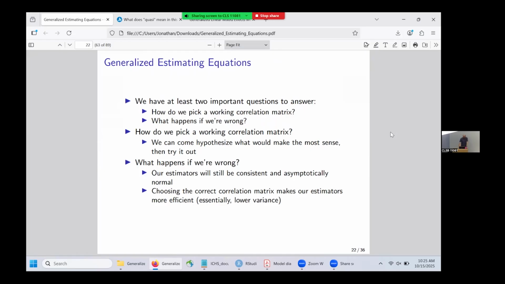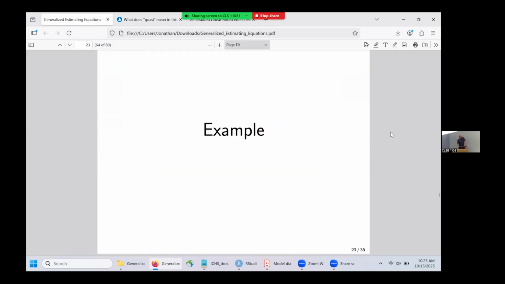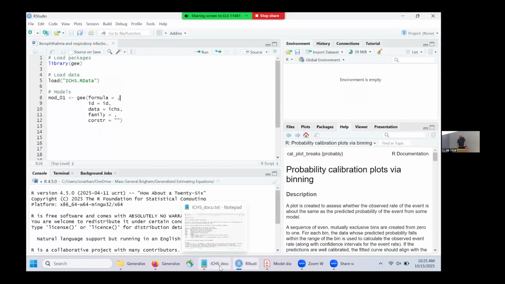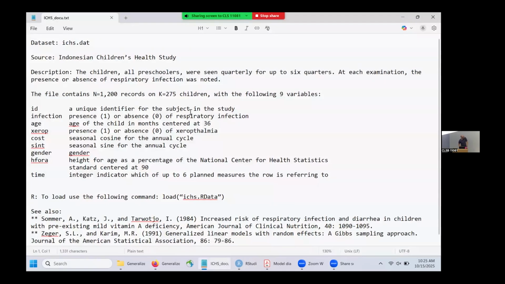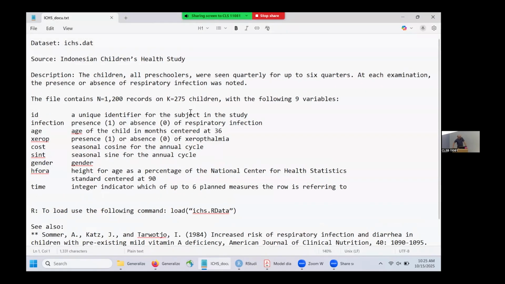Okay, all right, so I do have an example. And instead of doing the example and putting the results in the slides, I've just pulled it up, and I'm going to do this in R. So here's a description of our data set. We're going to be talking about the Indonesian Children's Health Study. Maybe I'll make this slightly bigger, just in case. So we're talking about children who are preschool age, seen quarterly, so repeated measures. At each examination, we're looking at if they have a respiratory infection or not.